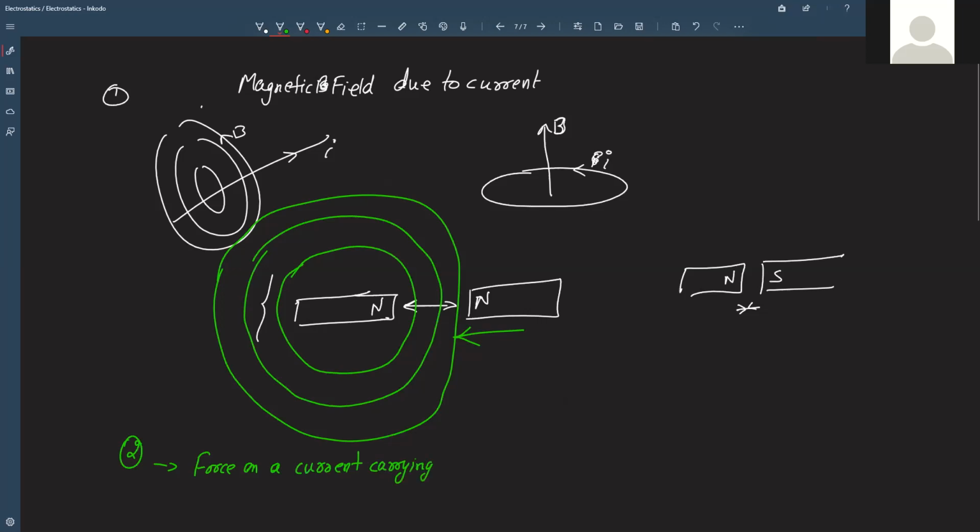We had the same thing in 10th grade, right? We had the same kind of thing in 10th grade. We did some experiment and all. Correct?